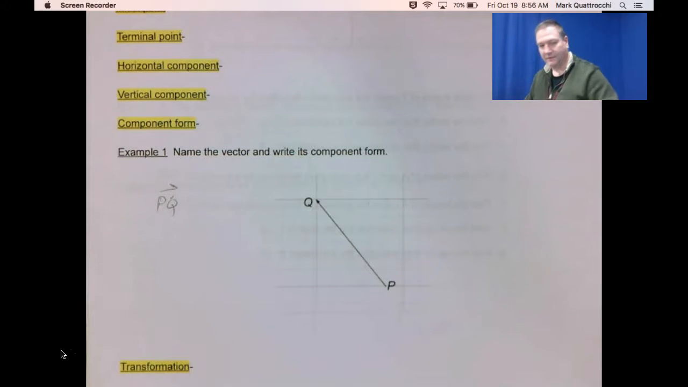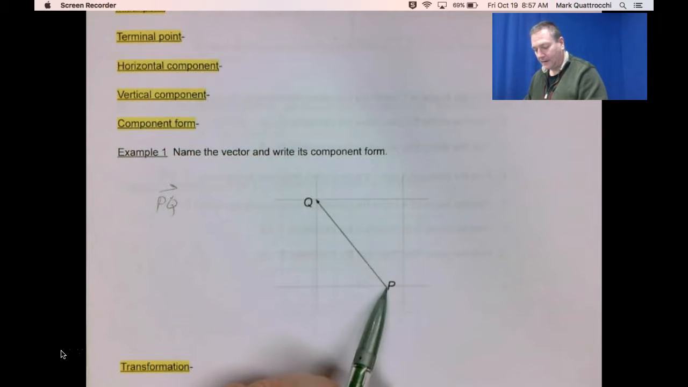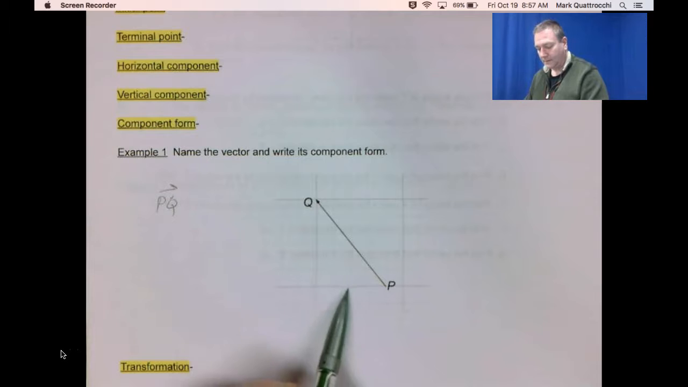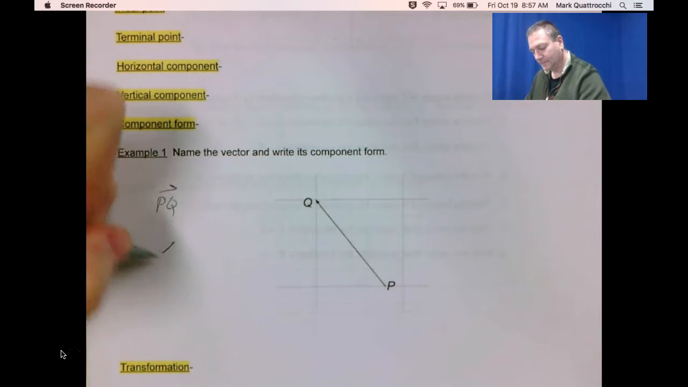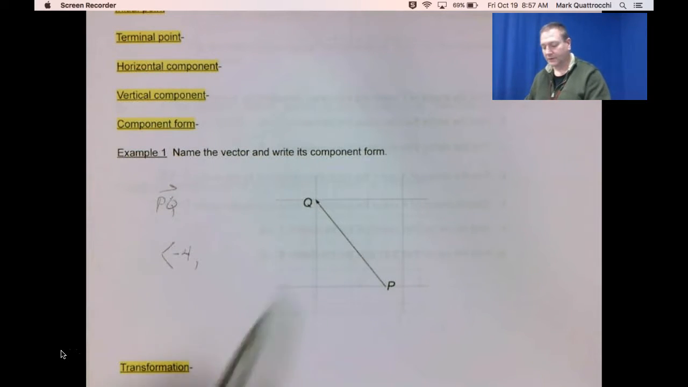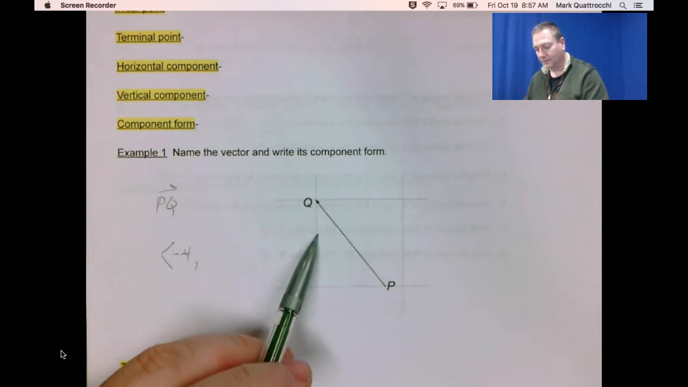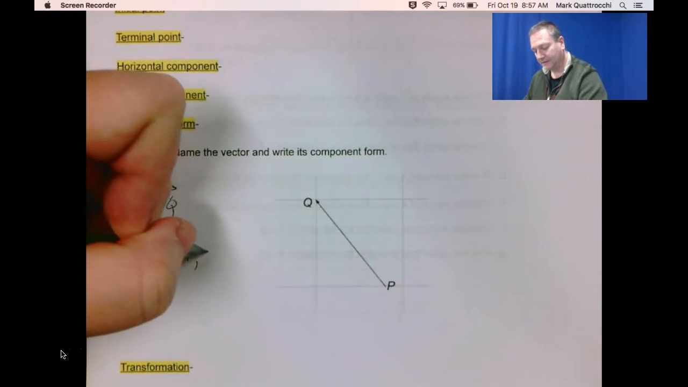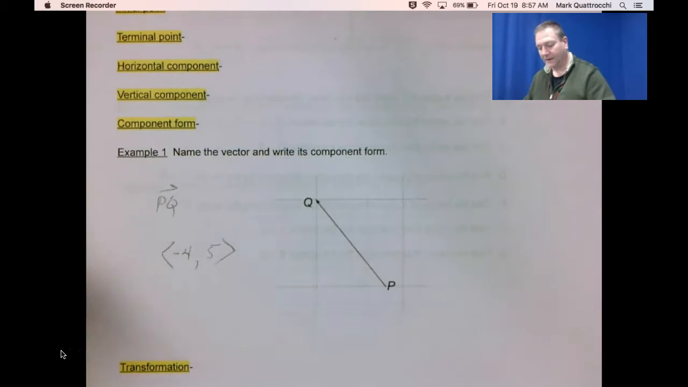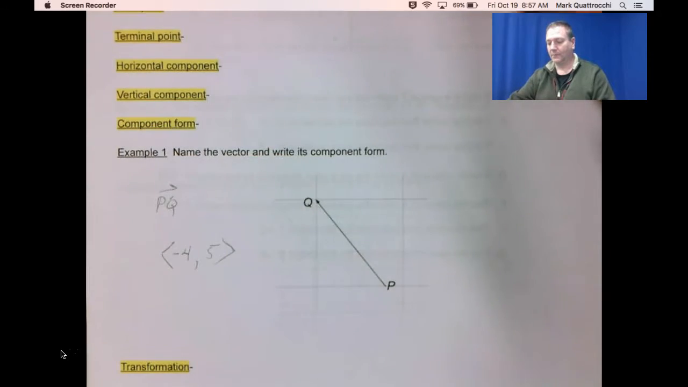And again, the notation even looks like ray notation, but it's half of a ray, just the top part. So that is vector PQ. This vector starts here. It goes to the left 1, 2, 3, 4 spaces. So left 4 spaces is a -4 direction, and then it goes up 1, 2, 3, 4, 5. Up is a positive direction, 5 spaces. We use these angle brackets to indicate that this is a vector, not a point. So this is our component form. That's example 1.